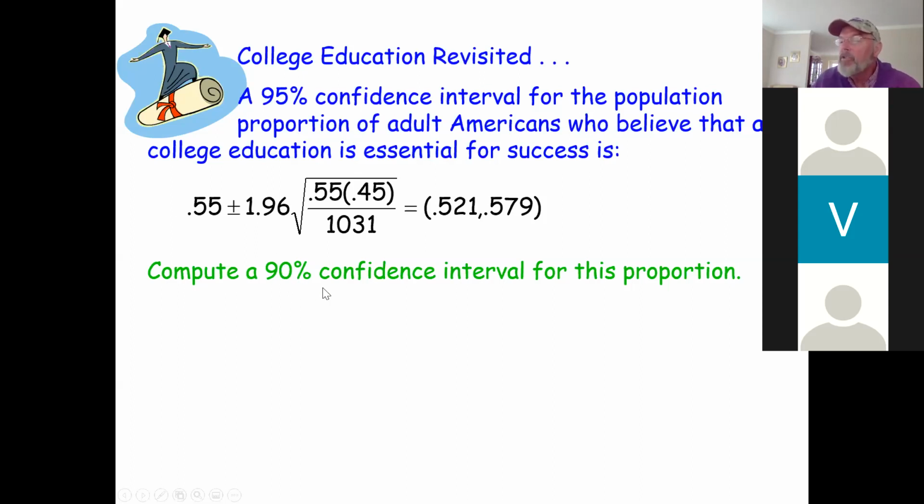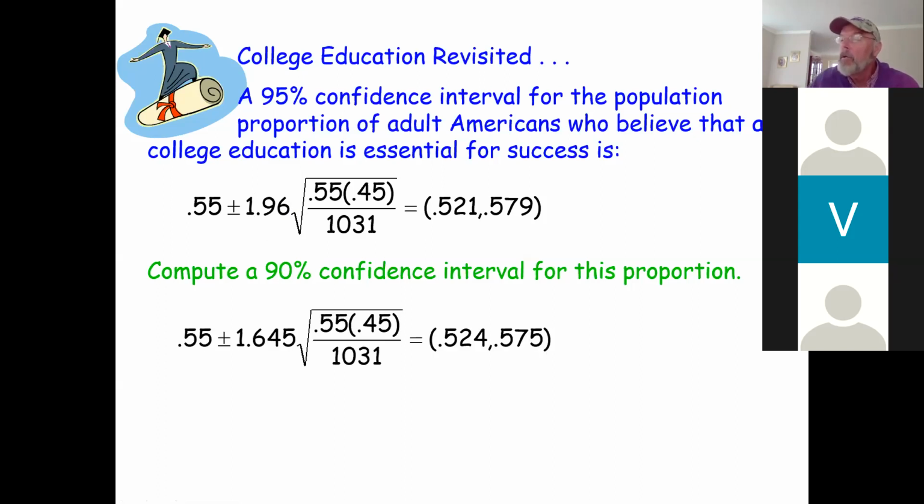Is the z-score associated with 90% confidence going to be lesser or greater than this one right here? Less than, all right? So less than is the answer. So here is the z-score for 90%, and it is smaller.